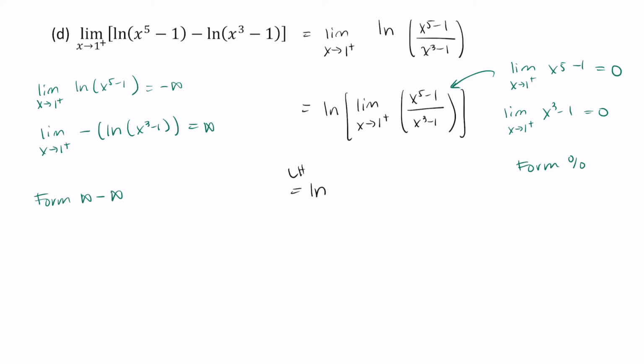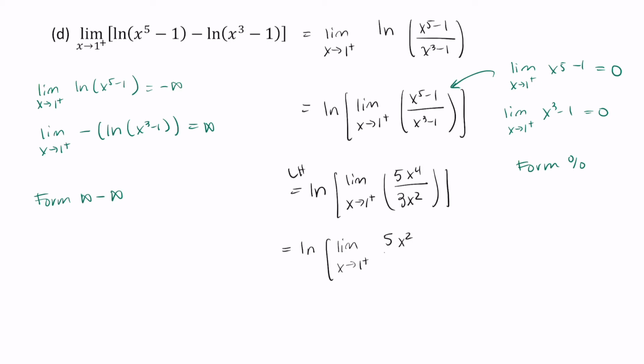The natural log of the limit as x approaches 1 from the right of 5x to the 4th over 3x squared. Well, do we have an indeterminate form now? We don't. In fact, we can continue to rewrite this as the natural log of the limit as x approaches 1 from the right of 5x squared over 3. And this inner limit here is just going to be 5 over 3.